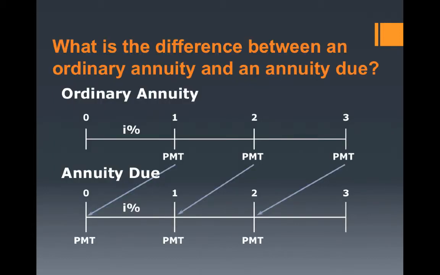One final thing. What is the difference between an ordinary annuity and an annuity due? We've been dealing with both of them in this video, and we're going to be dealing with both of them in this chapter in class. You're going to see them in MyFinanceLab. In an ordinary annuity, the payments come at the end of the period. So it is the first timeline that says ordinary annuity. The payment occurs at the end of period 1, at the end of period 2, and at the end of period 3.